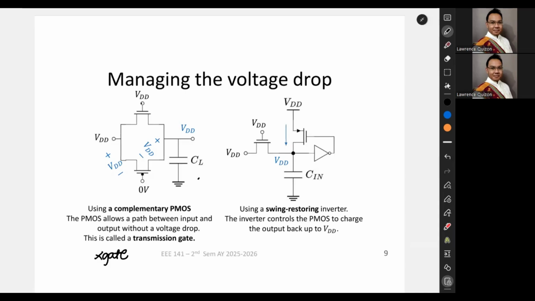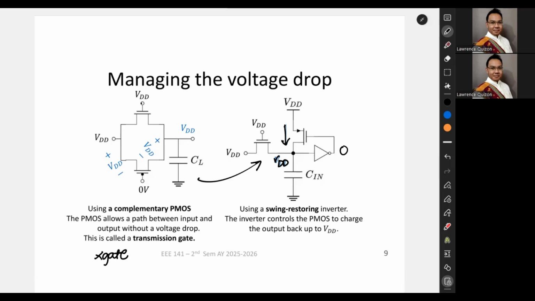Now, the other solution is to use a swing restoring inverter. That is, when you have a VDD here and you have a VDD here, the output is expected to be VDD minus VTH as talked about earlier, unless we have an inverter here. So what does the inverter do? This one is still considered logic high. So then this goes to 0. But if this goes to 0, this PMOS turns on and charges this up to VDD. And now we have the VDD back.